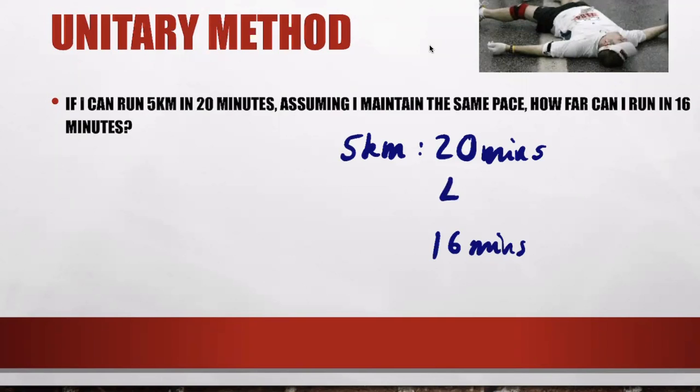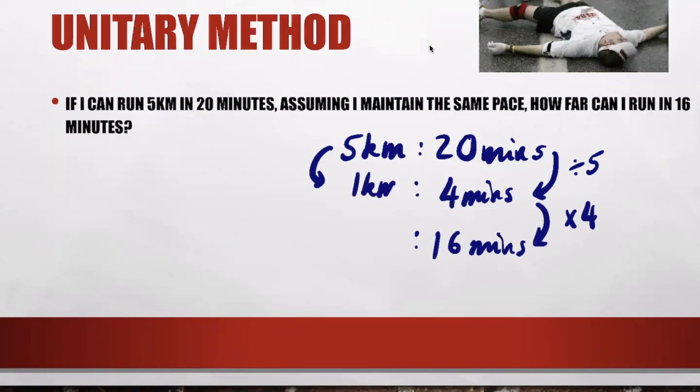So let's go to 4 minutes first. And to do this, we'd have to divide our answer by 5. And then the second step, to go from 4 to 16, we'd multiply it by 4. And we have to do exactly the same thing on the other side of our ratio. So the first thing we're going to do, instead of 5 kilometers, we're going to divide it by 5. So we would do 1 kilometer in 4 minutes.